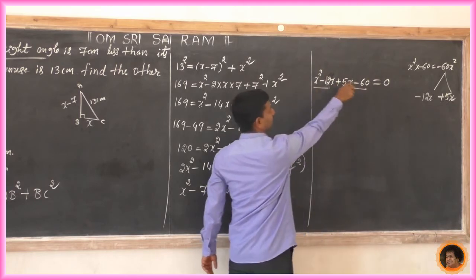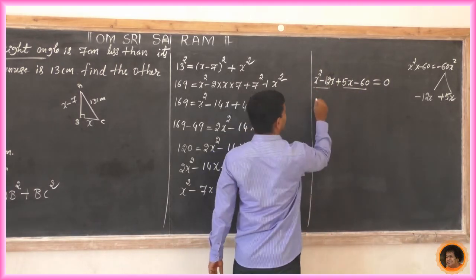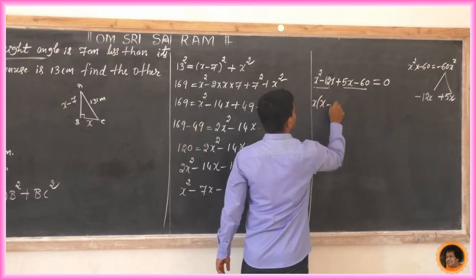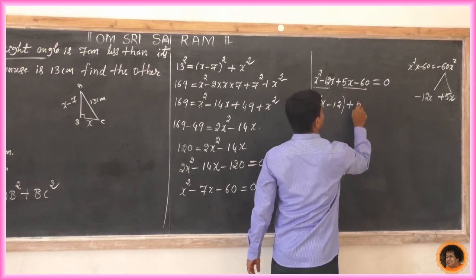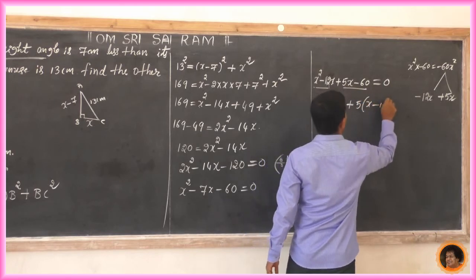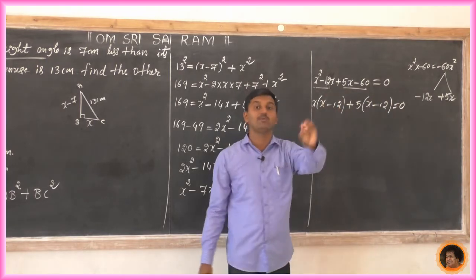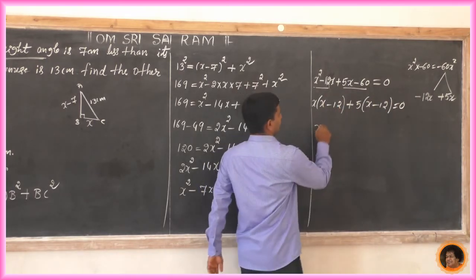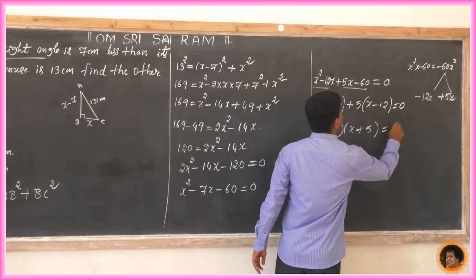So this is the first group, and here the second group. Any common term? x and 12x. So x is the common term, take x outside: x into (x minus 12), plus 5x and 60. Here 5 is the common term, take 5 outside: 5 into (x minus 12) equal to 0. So once again x minus 12 is the common factor, take it outside. So (x minus 12) into (x plus 5) equal to 0.